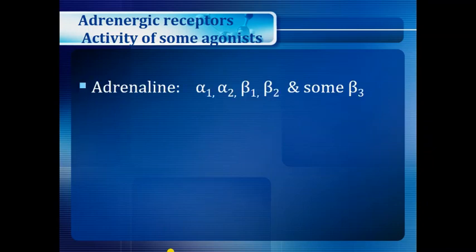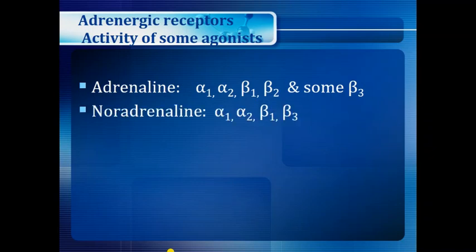Now we see the activity of some adrenergic agonists on different receptors. Adrenaline, which is the prototype of adrenergic drugs, is an agonist at all the adrenergic receptors, which means it is an agonist at alpha 1, alpha 2, beta 1, beta 2 and beta 3 receptors.